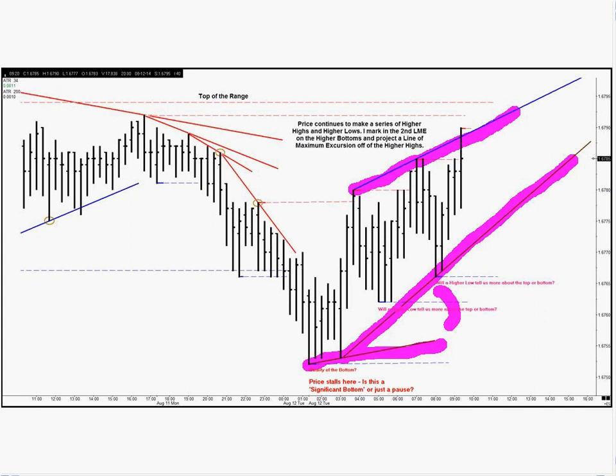Let's say we're making 2D highs, but they're lower. That would tell me the price is accelerating, but on the top, it's slowing down. It's having more and more difficulty making higher highs. Less efficient. And again, I ask the question, will a higher low here tell me more about the top or the bottom? It's a question you can think about.